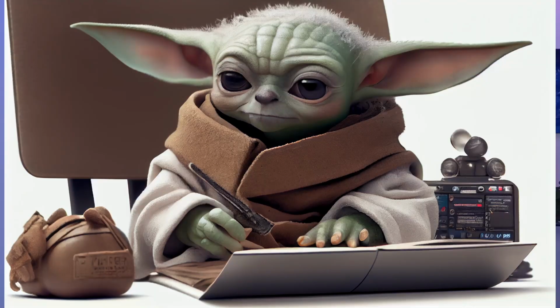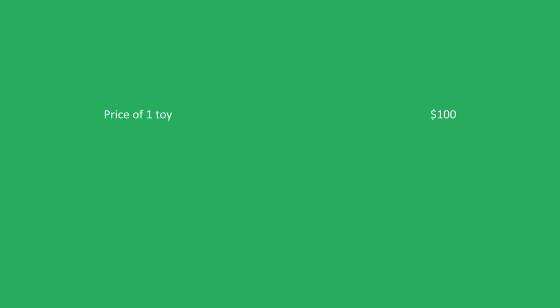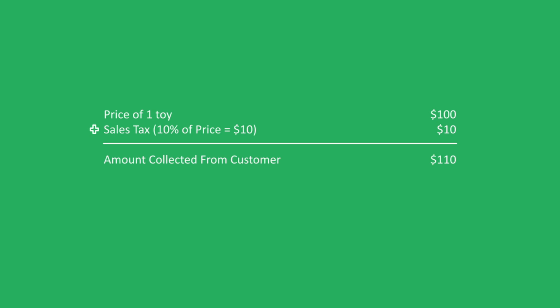And if you are new to this, I'll give you a simple explanation of how sales tax actually works. So let's say Baby Yoda over here prices his goods, prices his toys at $100, and the sales tax in the state where he's selling is 10%. So he'll have to collect $110 from the customer when he sells one unit.